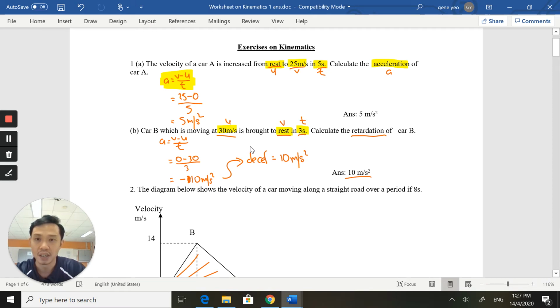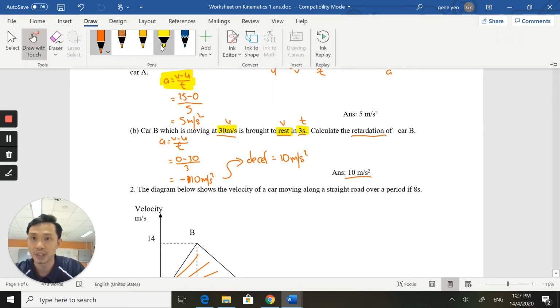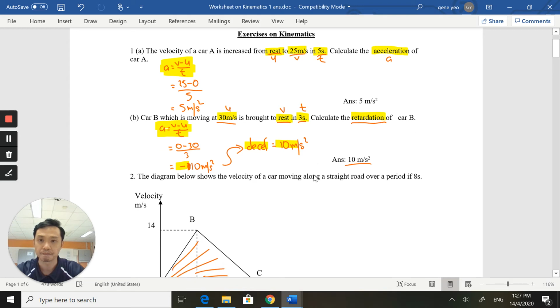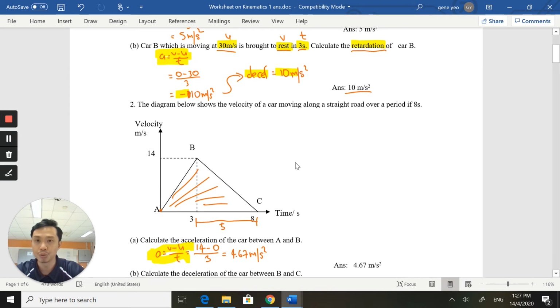All right. So I am going to stick with this formula, a equals v minus u over t, even though they want me to calculate the deceleration. And I realized that I ended up with a negative answer. So here's where you have to take note. A negative acceleration is actually a positive deceleration. So I have to rewrite a final statement answer to state that the deceleration is 10 meters per second squared.